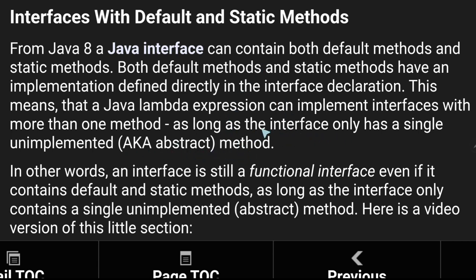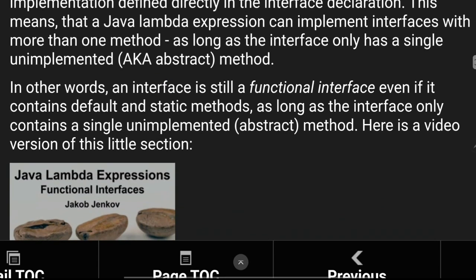So this is interesting. We can have an interface with multiple methods, but this interface would have only a single abstract unimplemented method. It's okay for the interface that we pass the function into to have multiple methods. We only need that the interface have a single method which is abstract. In other words, an interface is still a functional interface even if it contains default and static methods, as long as it only contains a single unimplemented abstract method.